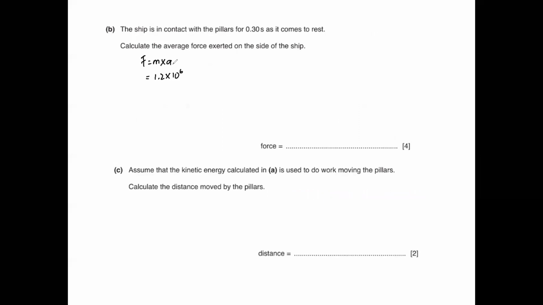But we don't know the acceleration, but we can find acceleration from speed over time. So acceleration is velocity or speed over time. So the velocity just now is 0.04, so 0.04 over the time, which is 0.3. Okay, so this one is 4/30. So the acceleration is 4/30. Okay, this one the unit is meter per second squared. And then the answer is 1.6 times 10 to the power 5 Newton.